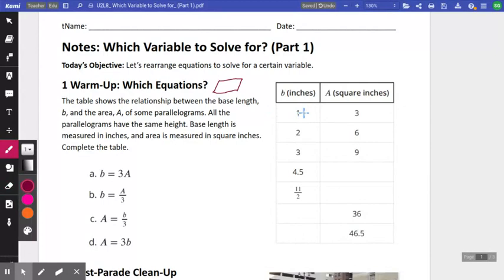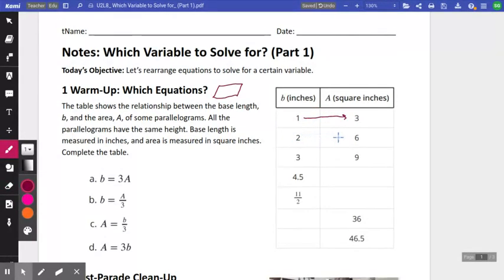I notice that each time, if I'm given the base, to get to the area, what is happening? Well, each time we're taking that number in that first column and multiplying it by 3 to get that area. Taking the base, multiplying it by 3 to get the area. You can use that observation and that pattern to help you fill out these next two.